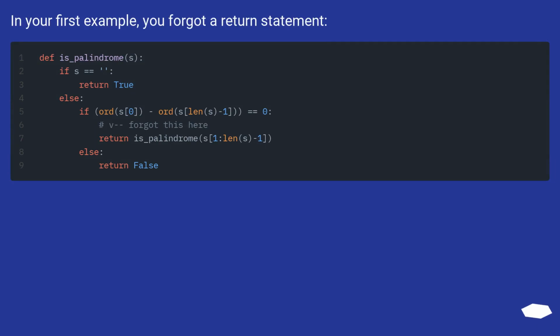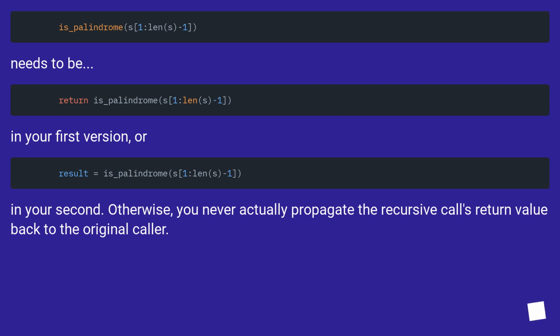In your first example, you forgot a return statement. Needs to be this in your first version, or this in your second. Otherwise, you never actually propagate the recursive call's return value back to the original caller.